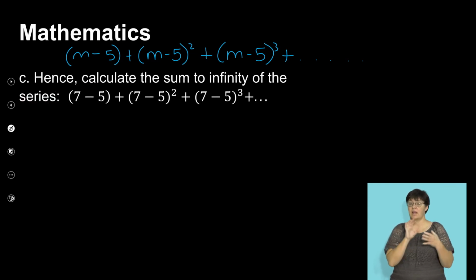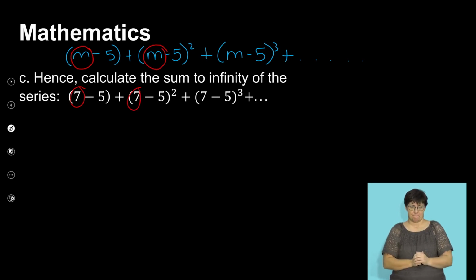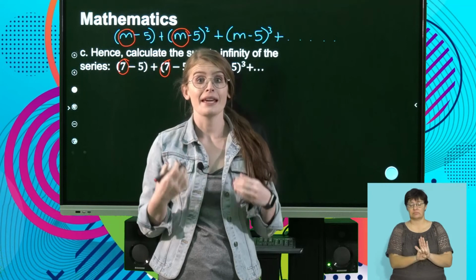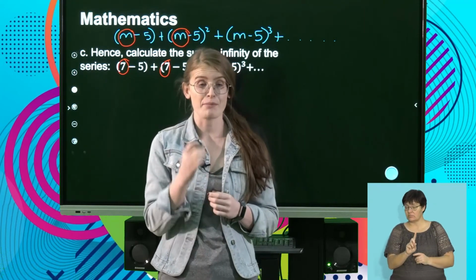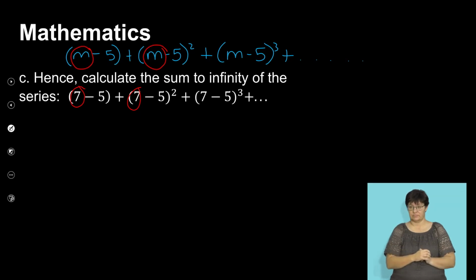And the link is that the m has been replaced with a 7. So we've now seen that there is a connection between C and what was asked at the beginning. For this example, m is equal to 7, and I've been asked to calculate the sum to infinity. So let's write that down. For this example, m is equal to 7.